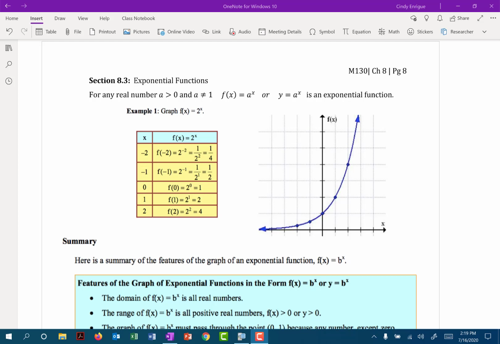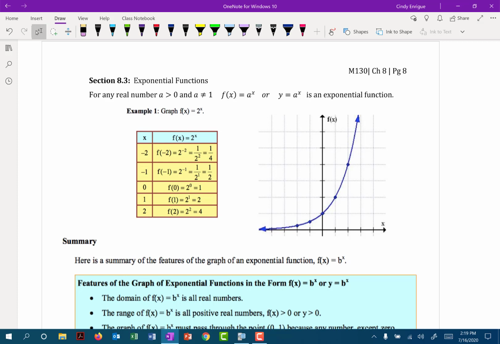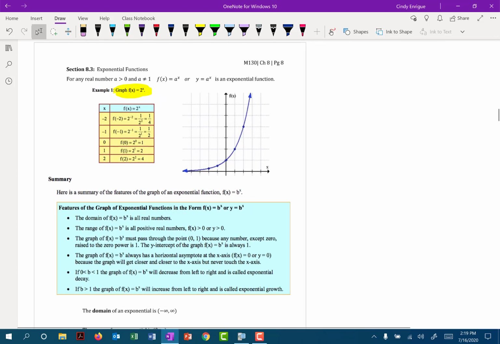So section 8.3, exponential functions. For example, this graph on the right-hand side represents a function. The exponential function in particular is f of x is equal to 2 to the x. Here we have some x values and our y values. One of the things that's really important to notice is that this graph is going to have an asymptote.